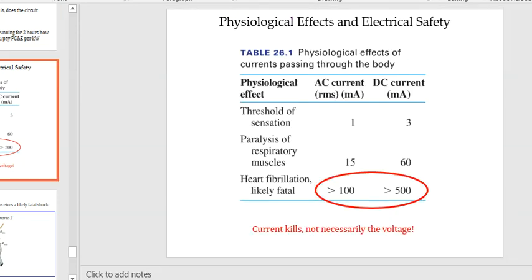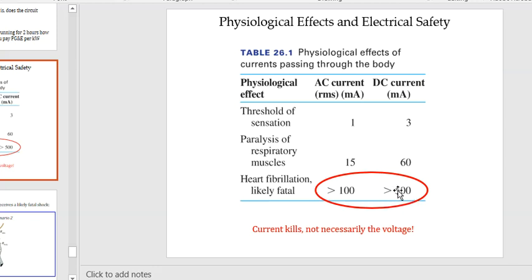The last thing I want to talk about is physiological effects and electrical safety. So basically, this little chart here tells us that if you have a milliamp of AC current running through us, you maybe feel it. And if you have 15 milliamps, you might actually cause paralysis of the respiratory muscles. And if you're greater than 100 milliamps, or 0.1 amps, then that might be enough to actually be fatal. And for DC, that's going to be more than 500 milliamps.